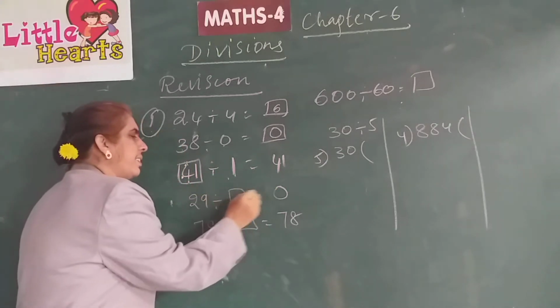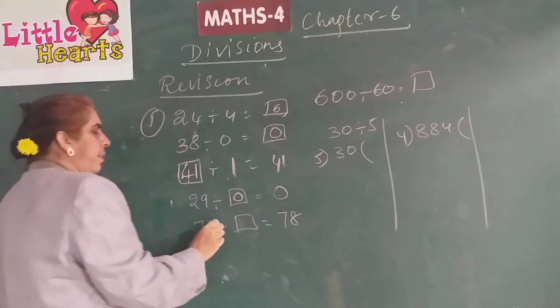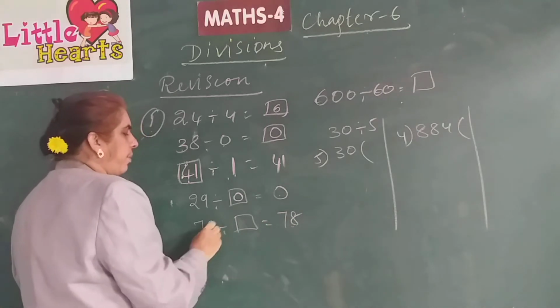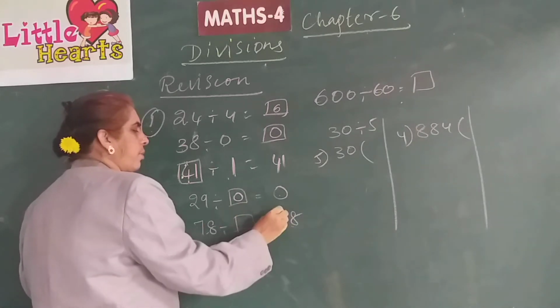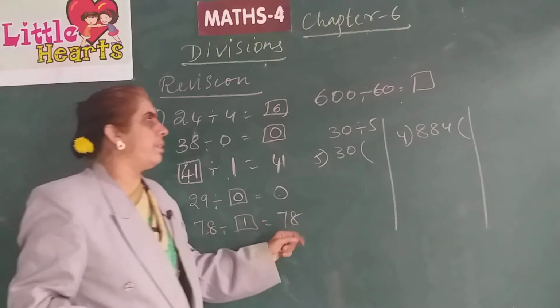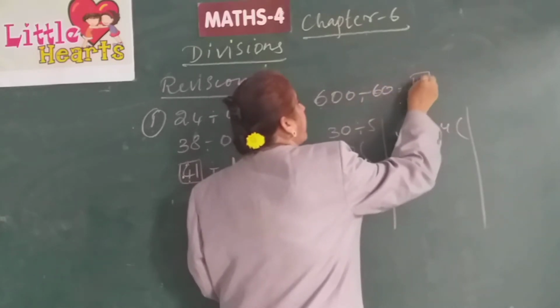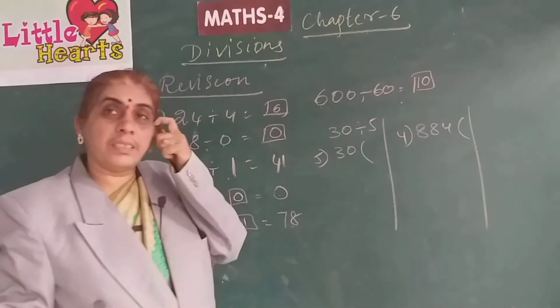29 divided by dash is equal to 0. 29 divided by 0 is equal to 0. 78 divided by dash is equal to 78. When do you get the same number as the quotient? When it is divided by 1. 78 divided by 1 is equal to 78. 600 divided by 60. 60 tens are 600. 10 is the answer here.